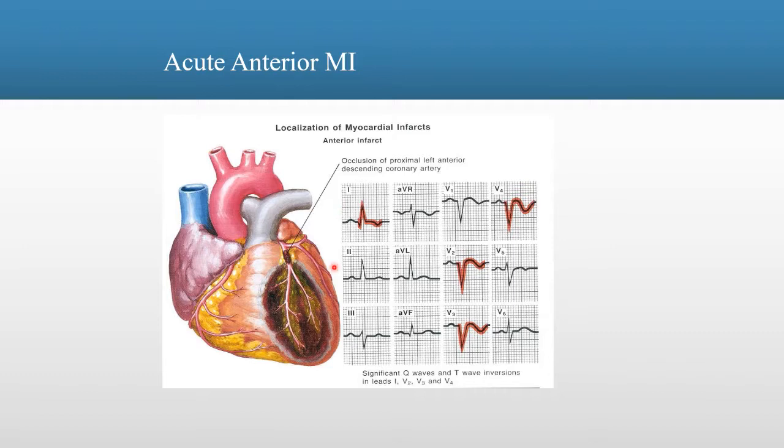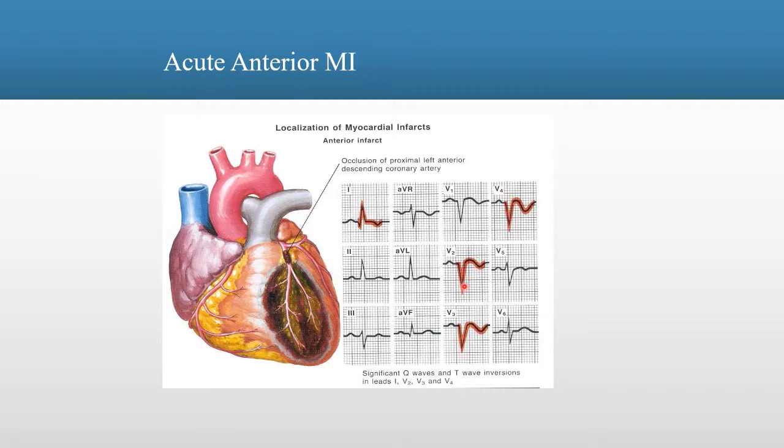We've learned the anterior portion includes V2, V3, and V4. Notice there are significant Q waves and T wave inversions in lead 1, but predominantly in V2, V3, and V4. We have highlighted these rhythms so you can see the changes. Clearly, there is a deep Q wave here in V2, V3, and V4.